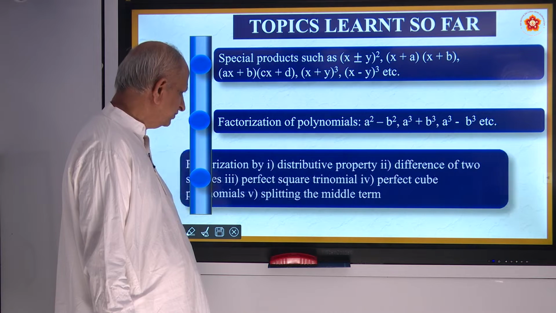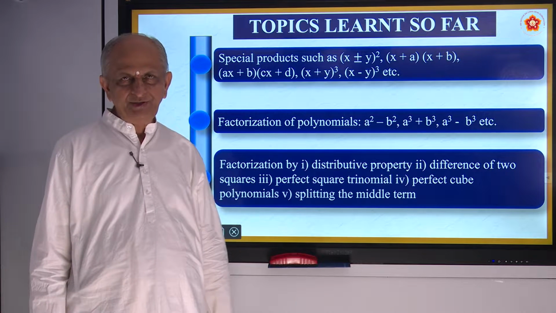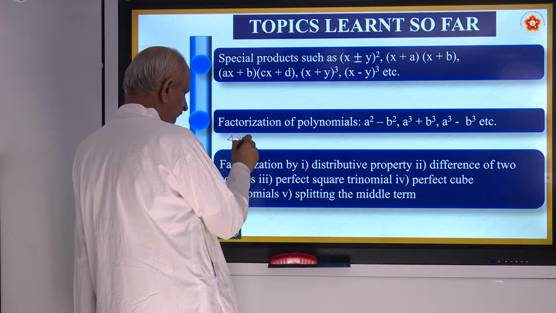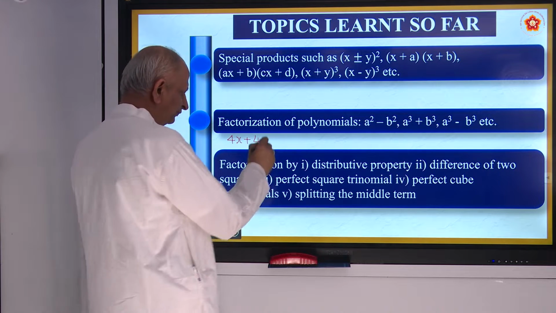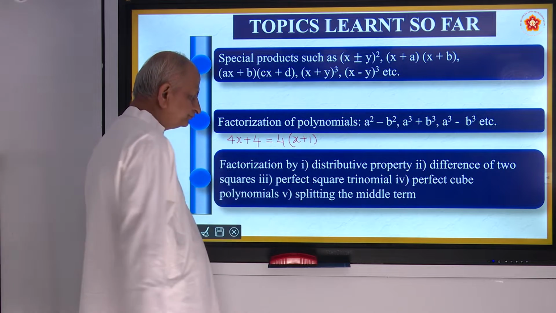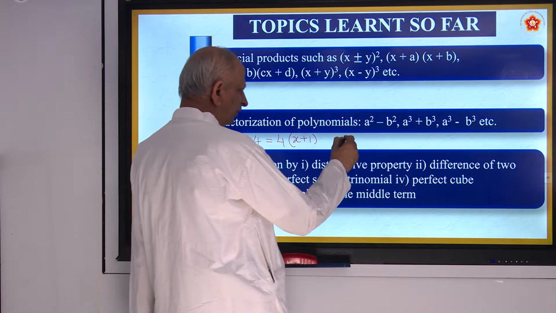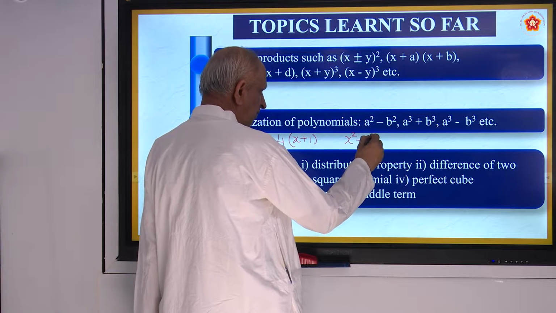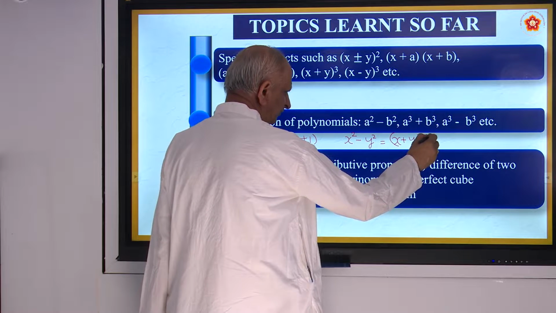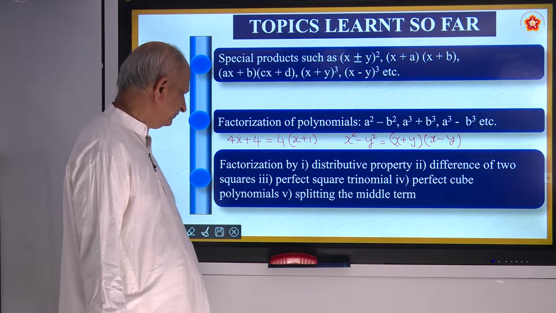Just for recalling, I had told factorization by distributive method, distributive property. Suppose you have 4x plus 4. How do you factorize? Taking common factor, that is 4 into x plus 1. Then you have difference of two squares. Suppose you want to factorize x squared minus y square. What do you write? X plus y into x minus y. They are called factors. The method of doing it is called factorization.